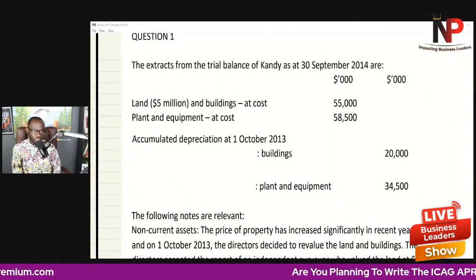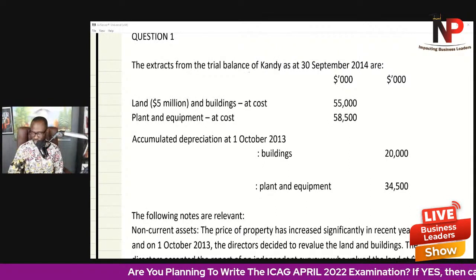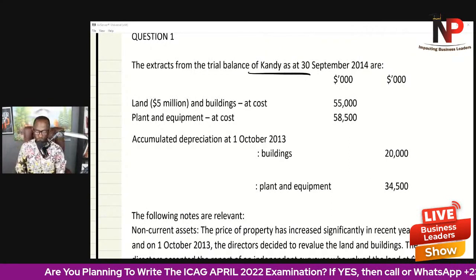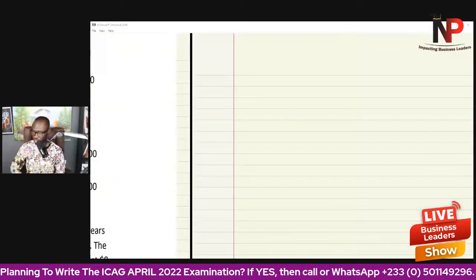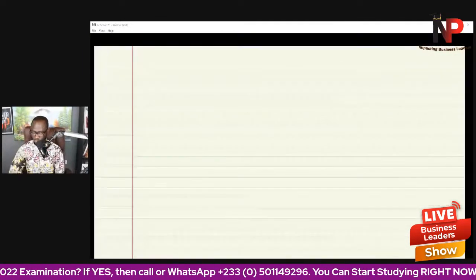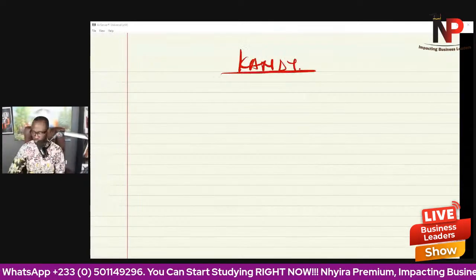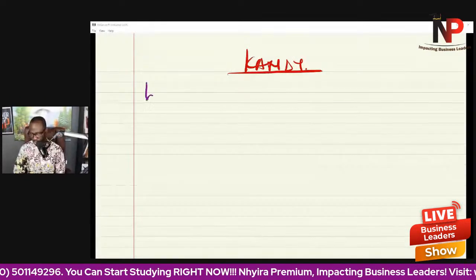So the extracts from the trial balance of Candy as at 30th September 2014. So we see an extract coming in. Now we are dealing with PPE here. So we're going to set out our working sheet straight up. Put the name of the company up always. So Candy. So we will do our workings.